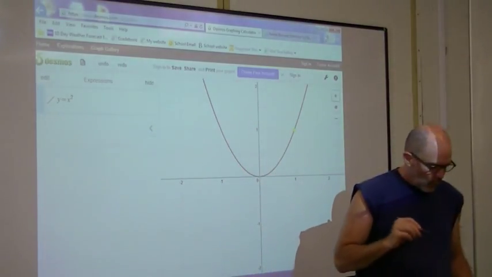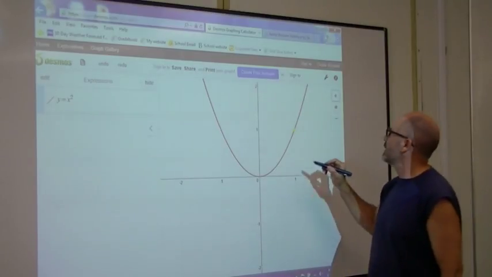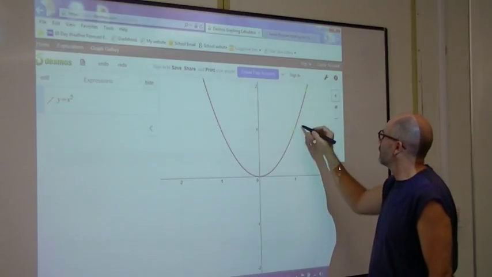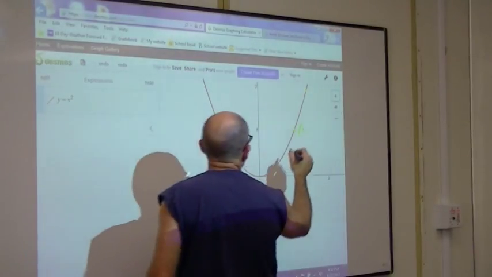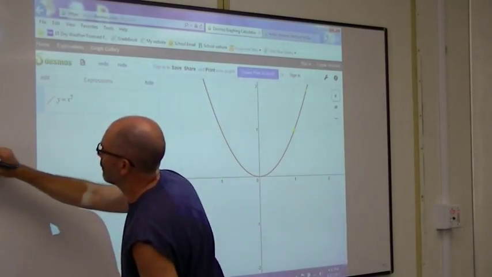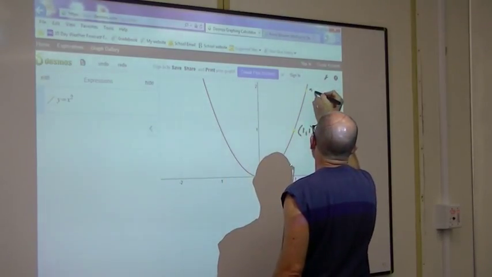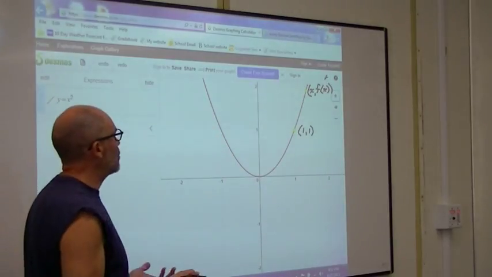Now, we know that we're going to pick some other point on this curve. Well, here's (1, 1), let's do it in black. Okay, here's our (1, 1), and here's our (x, f of x). Doesn't even matter what that point is.